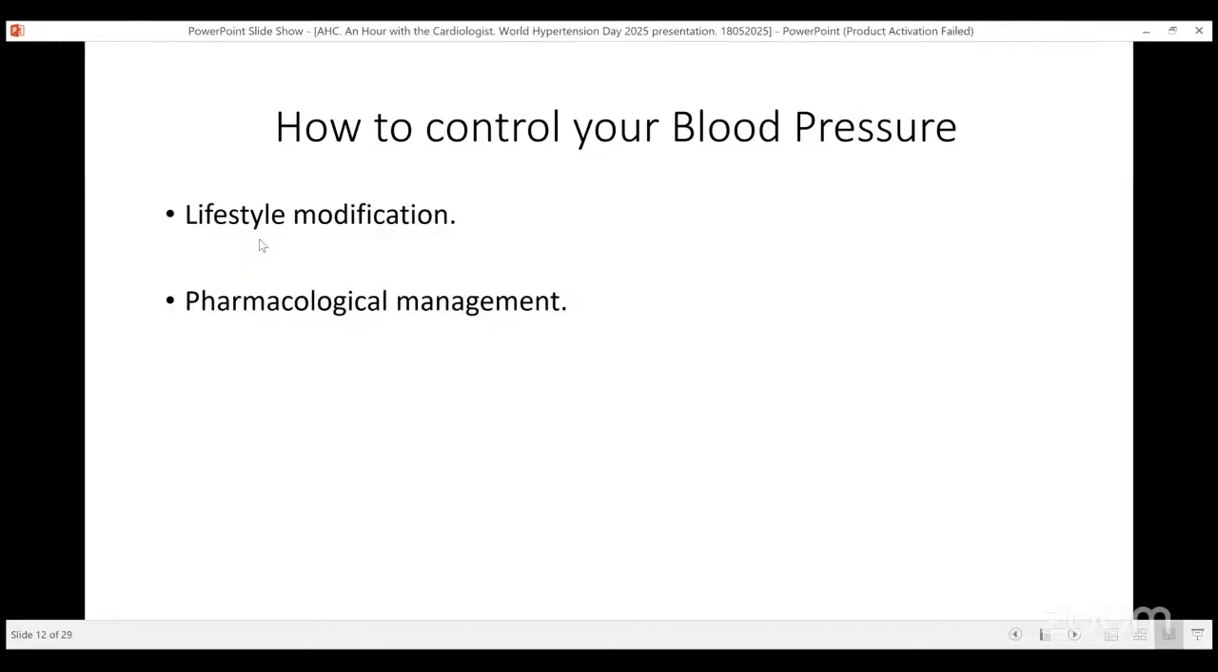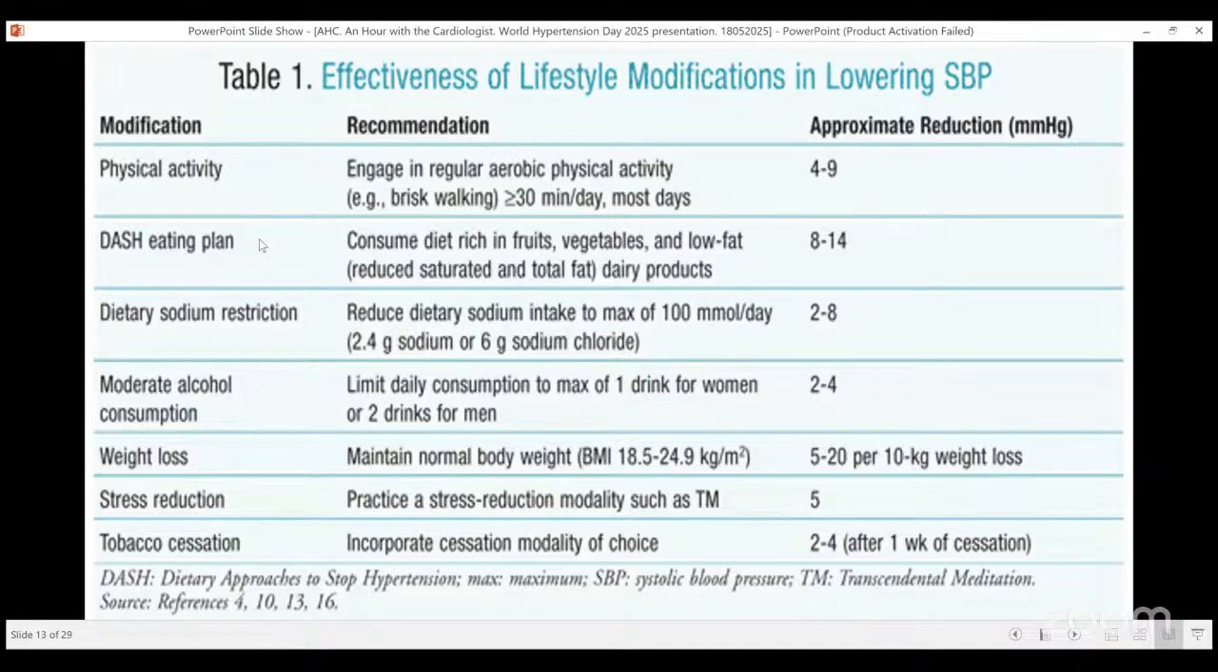There are things that you can do to make sure that your blood pressure is well controlled. Number one, lifestyle modification, very, very important. And then number two, pharmacological management. That is drugs. For those who are on drugs, there are some tips we're going to share here that are going to help you adhere to your drug therapy. So let's start with the lifestyle modification.